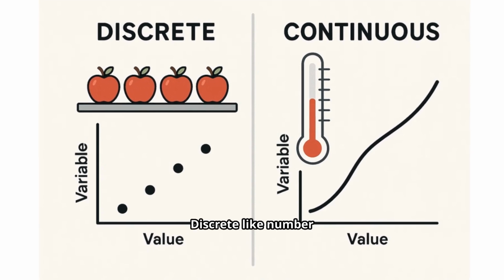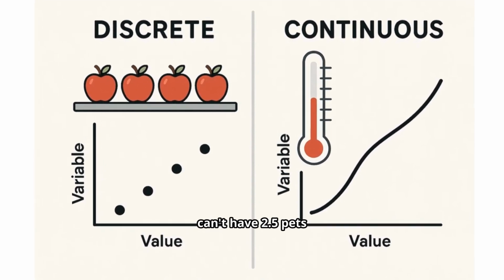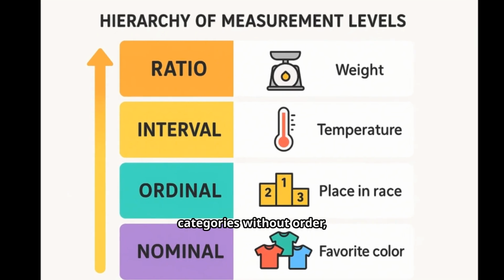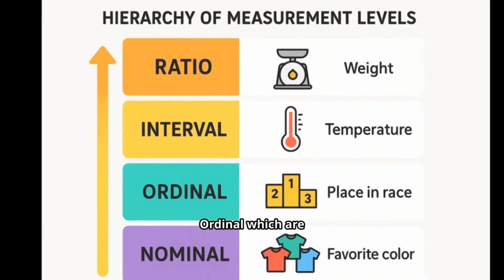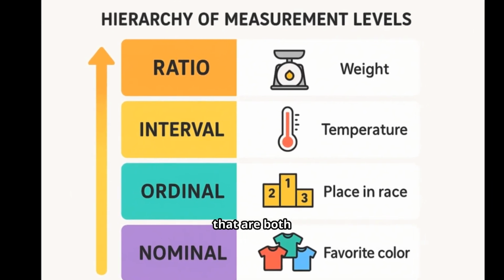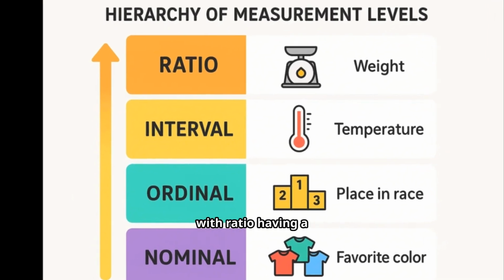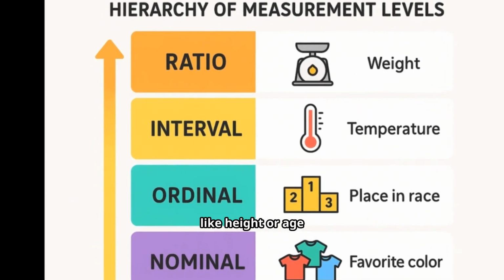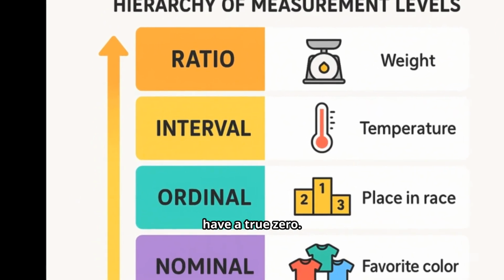We also classify variables as continuous, like weight or time, which can take on many decimal values. Discrete, like number of pets, since you can't have 2.5 pets. Nominal, which are categories without order, like eye color. Ordinal, which are categories with order, like class rank. Interval and ratio, that are both numeric scales, with ratio having a true zero, like height or age, but interval variables do not have a true zero.